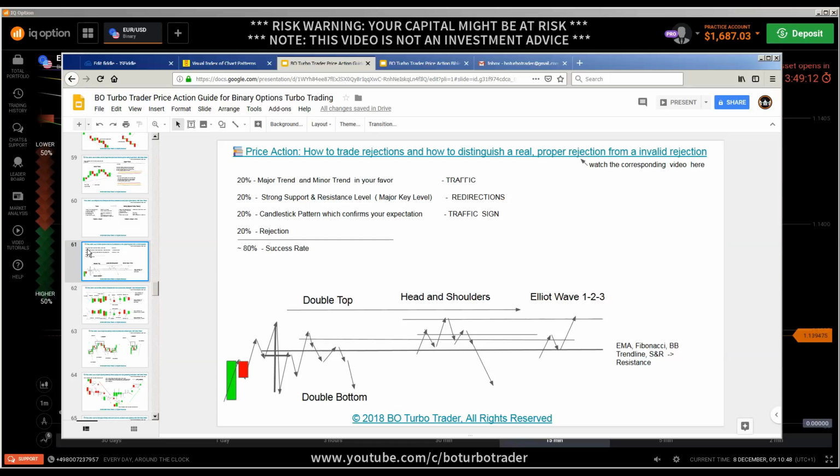The rejection is only a small part of it, and you cannot trade only based on rejection, and you cannot trade based only on a candlestick pattern, and you cannot trade based only on a key level as support and resistance. It's not possible, because almost all of them have only a small percentage in the trading setup, in the win, in the success.